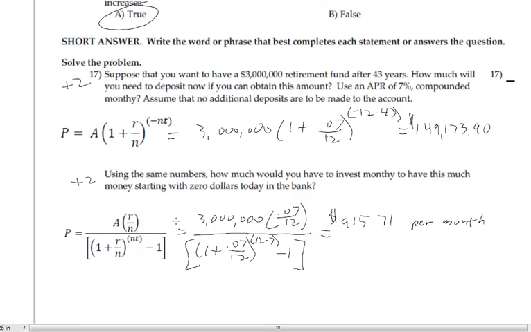for this part, it says how much would you have to invest every month. So we need to calculate the payment here. And again, $3 million, same variables here, different formula. This is to calculate how much we got to put in every month to get to the $3 million. So this is how much do I need just sitting there, and this is how much I got to put in every month, which is $915 per month to get to the $3 million.